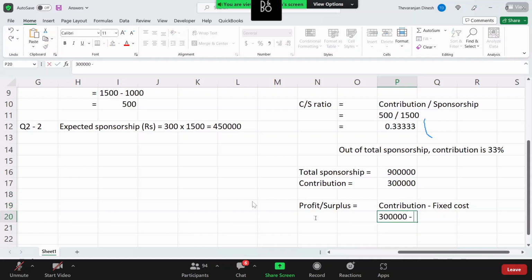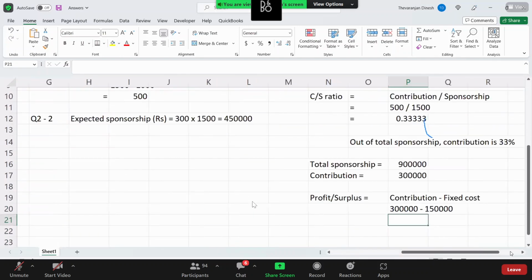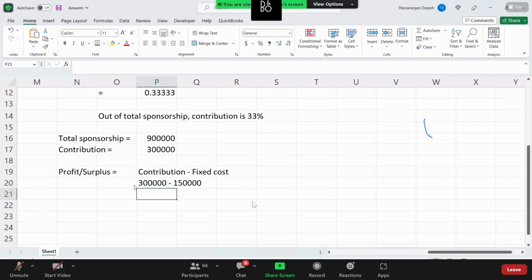Fixed cost, we already know 150,000 from the first question. That was the answer, right? Yeah, 150. Fixed cost is 150. So then what is the answer? Final answer? Surplus is 150,000. That is the surplus.